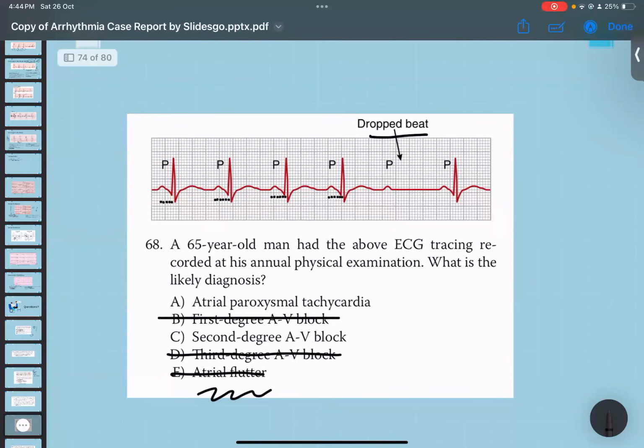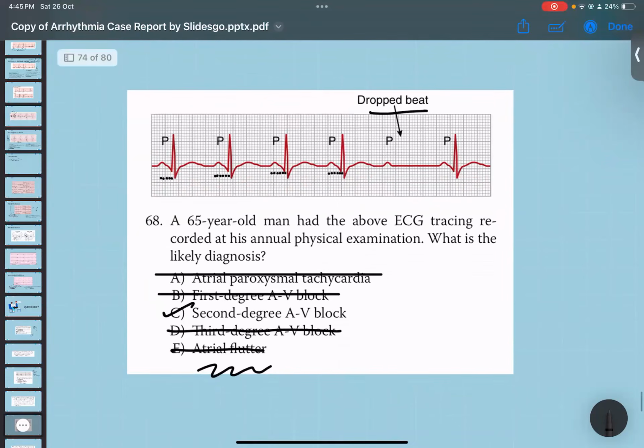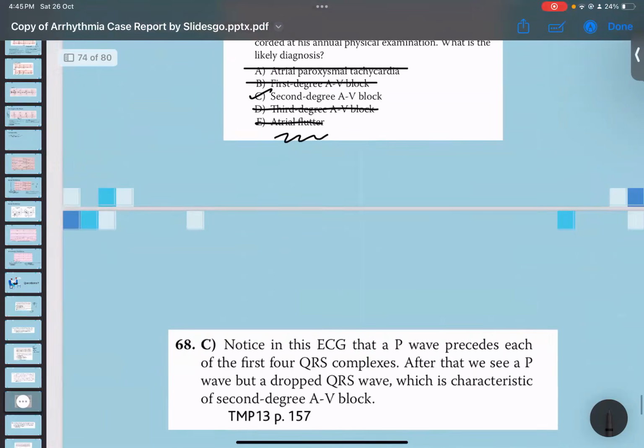Atrial paroxysmal tachycardia. Now this is something that happens. Basically, it's not something you need to know, honestly. I need an ECG to explain that, which is something that I don't have right now. But yeah, you don't have to know this. Just know your blocks and you'll be good to go. So this is C, second degree AV block.